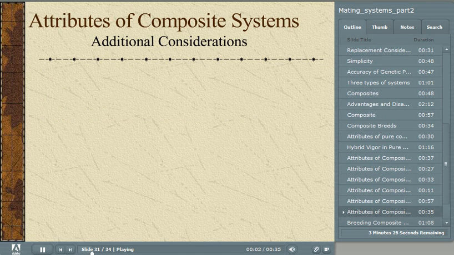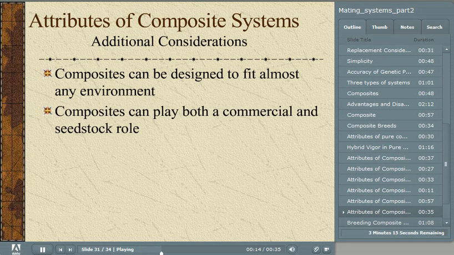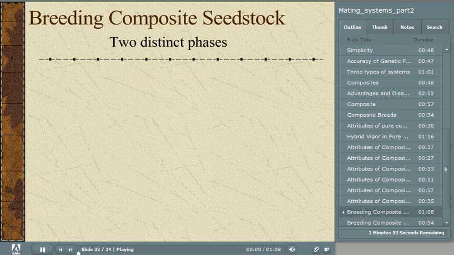Additional strengths that are not typically associated with crossbreeding systems are that you can develop a composite to fit almost any environment, and I alluded to this earlier. The other advantage is that these can play both a commercial and a seed stock role. So you may be a commercial breeder that breeds composite animals. You can select your female replacements and your male replacements from within the program, but you can also market bulls to other breeders and play the role of a seed stock producer. So composite systems actually expand your market opportunities.